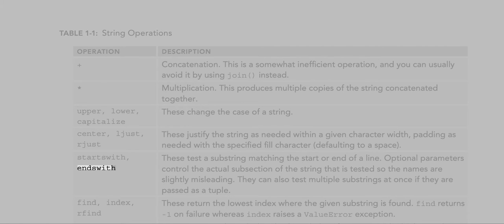Startswith, endswith: these test for a substring matching the start or end of a line. Optional parameters control the actual subsection of the string that is tested, so the names are slightly misleading. They can also test multiple substrings at once if they are passed as a tuple. Find, index, find: these return the lowest index where the given substring is found.